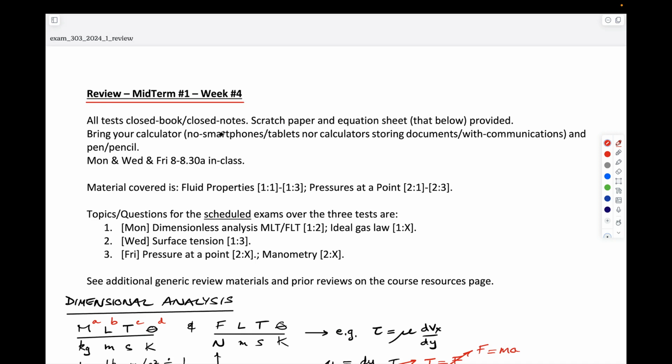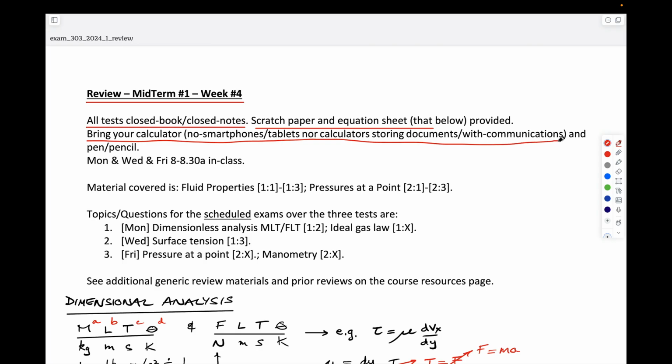It'll be in week number 4. Our format this year is closed notes and closed book. We will supply scratch paper and the equation sheet. The equation sheet is everything that follows below in what we'll talk about today. Bring a calculator, no smartphones or tablets.